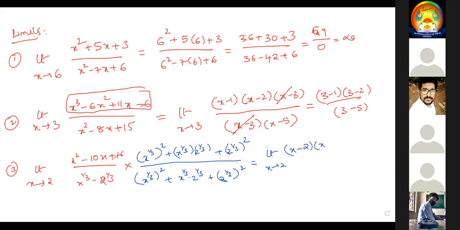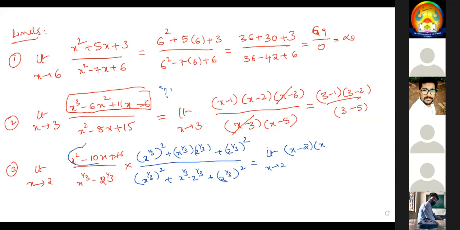Sir, in the second question you have factorized x cube minus 6x square plus 11x minus 6 into 3 terms. How can you do that, sir? That is the question, how I factorized. Only when I ask, no one responds. I'll say it. Now next one, multiply with this.